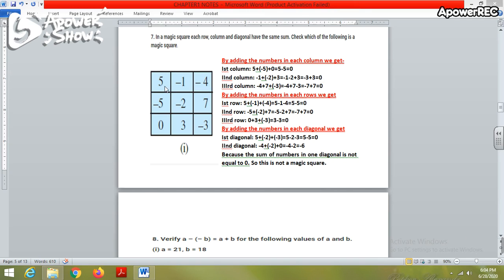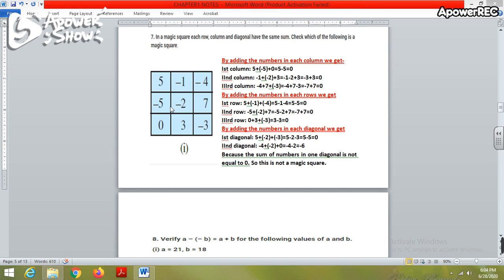So here we have the first row, and the numbers are 5, minus 1 and minus 4. The sum is 5 plus minus 1 plus minus 4, which equals 5 minus 1 minus 4. So minus 1 minus 4 becomes minus 5, and 5 minus 5 equals 0.